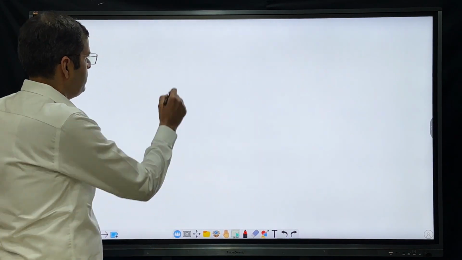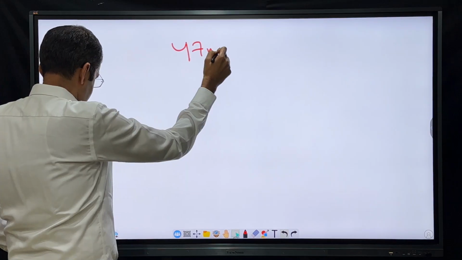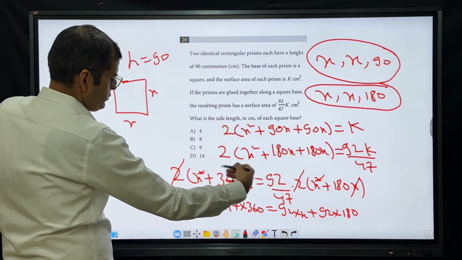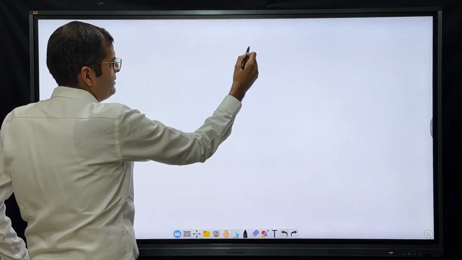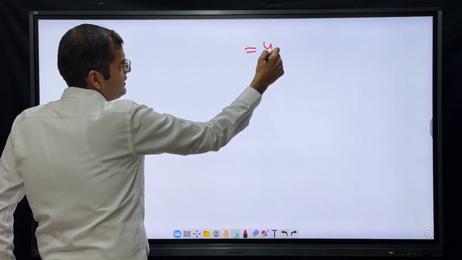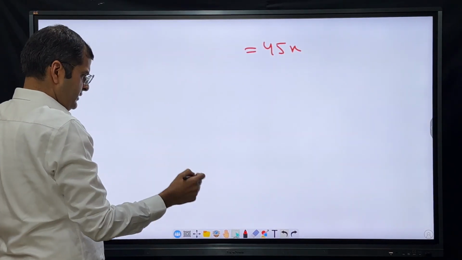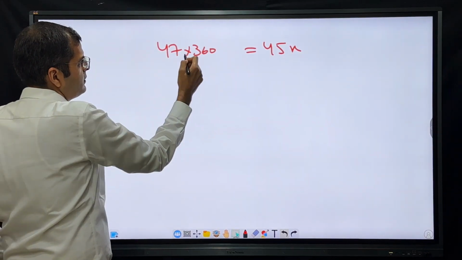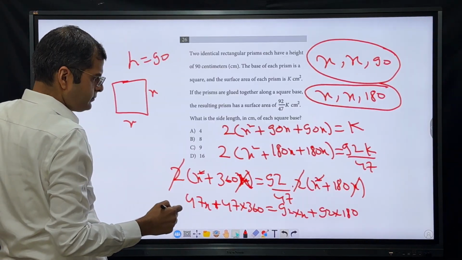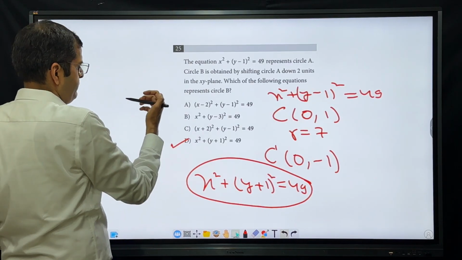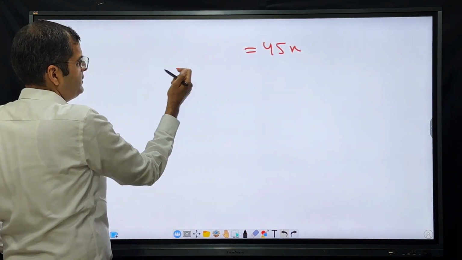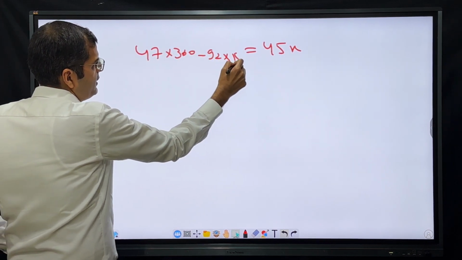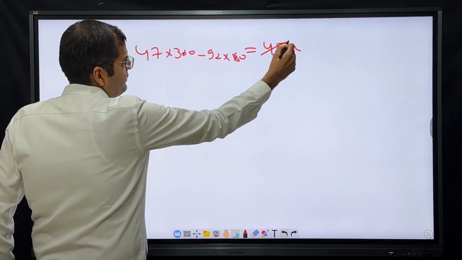Okay, so to solve this, this is 47x plus 47 into 360, and this is 92x. So 92x minus 47x, how much will that be? 92x minus 47x is 45x. And on this side it is 47 into 360 minus 92 into 180. Now divide everything by 45.